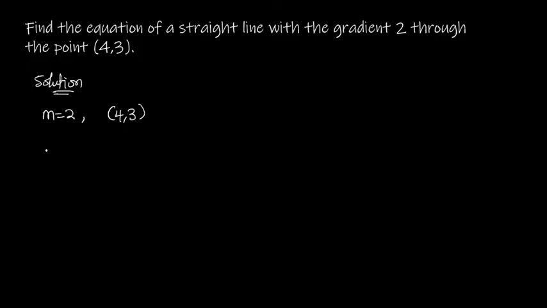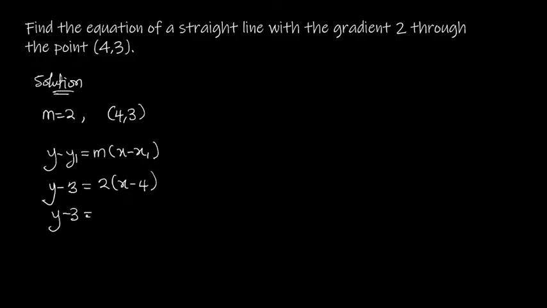Alright, so for this case, I'm just going to straight ahead use the second method. So y minus y1 is equal to m into bracket x minus x1. So from here, all I need to do is to substitute my values. So I have y minus, my y1 is 3, into bracket m, which is 2, into bracket x minus my x1 is 4. So over here, I have y minus 3 is equal to, I expand this bracket, I have 2x minus 8.